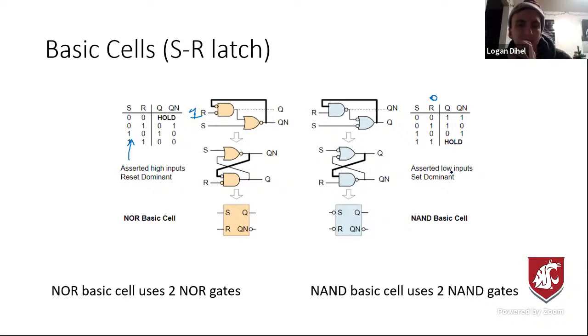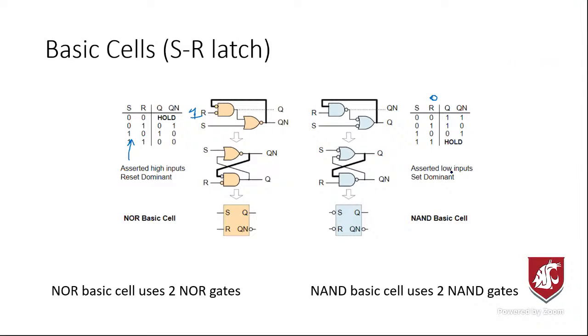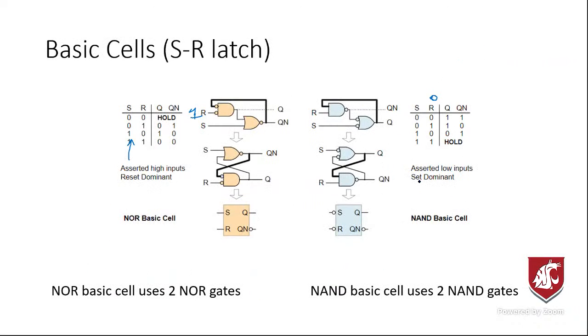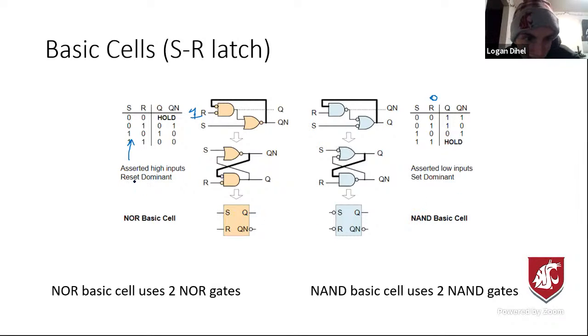So I know I'm going to have an issue if I hit S and R at the same time. And if I hit 1 on set, does that mean it's going to memorize whatever Q is? On this one, on the basic cell? Yeah. It depends on whether you have a NOR or a NAND. On the NOR, it's reset dominant. That means if you assert set and reset at the same time, so it's this bottom row, then it's going to reset.